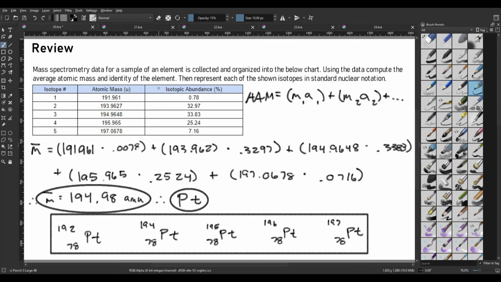So what did we do here? We took the given data from the chart obtained from and organized from mass spectrometry. We computed the average atomic mass, we identified the element that's in the sample, and then we identified all the isotopes. So that is our average atomic mass question.